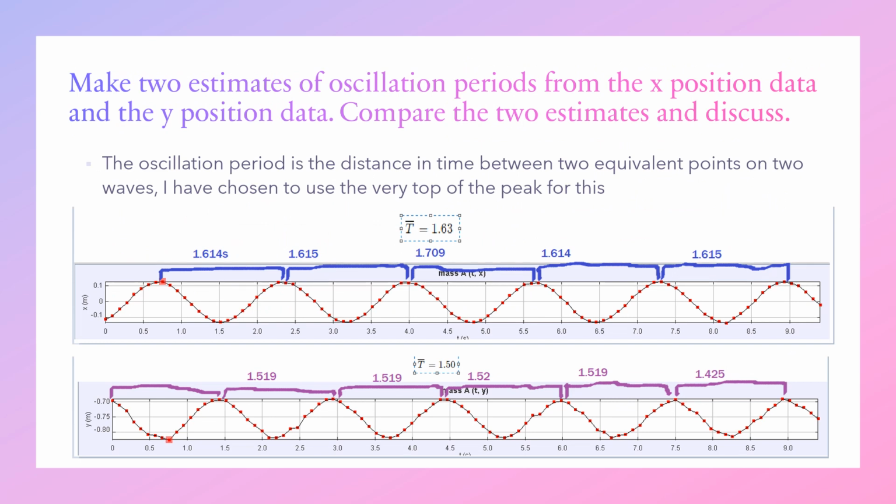And our other what-if question, we are asked to make two estimates of the oscillation periods from the x position data and the y position data, and then compare and discuss. The oscillation period is the distance in time between two equivalent points on two waves, and I have chosen to use the very top of the peak for this. You can see I found the distance in time between each peak, and this meant that for the x direction, the average oscillation period was about 1.63 seconds, while for the y direction it was about 1.5 seconds.